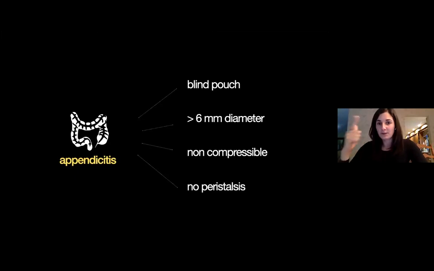So: blind pouch, more than 6 millimeters in diameter, non-compressible, and there will be no peristalsis. That's also an important point to distinguish it from a loop of small bowel. You have to be patient, you compress, you stay there, and you look. And if what you thought was the appendix starts moving and doing some peristalsis, well, that's not the appendix. The appendix doesn't do peristalsis. It's just a fixed structure, not like the small bowel.